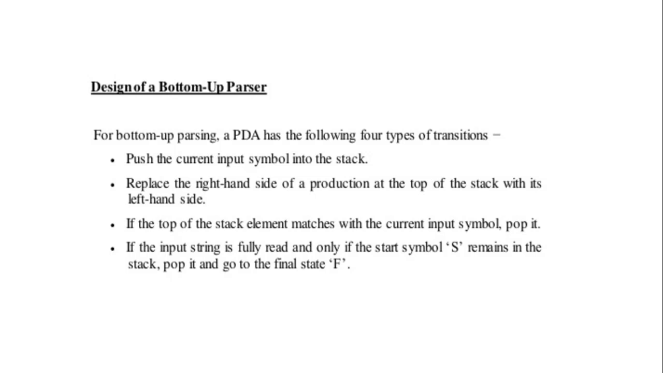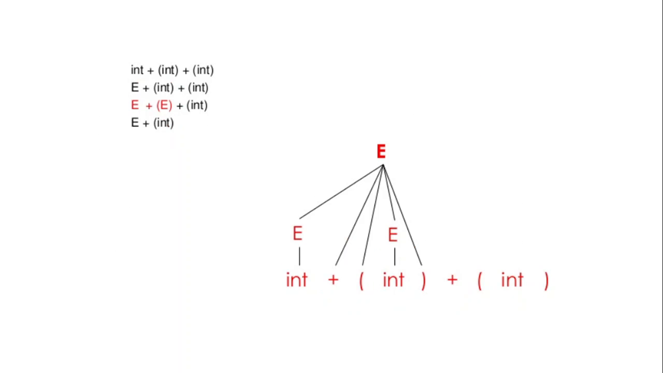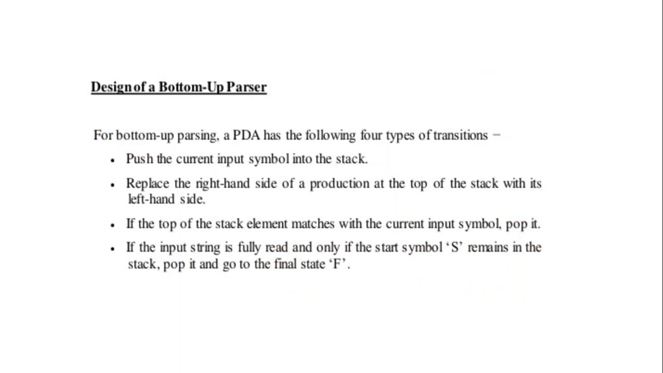So the design of the bottom up parser is to push the current input symbol into the stack and replace the right hand side of the production. Here you can see that we start from the right hand side of the production rule. If the top of the stack matches the production rule, then pop it. If the input string is fully read and only the start symbol S remains in the stack, pop it and go to the final state.